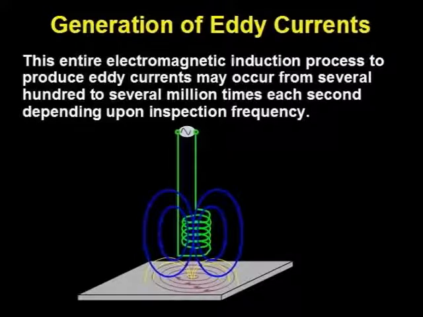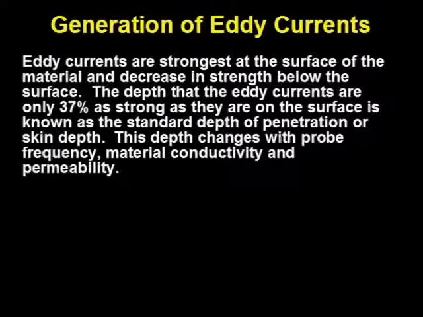The frequency of the applied alternating voltage can range over several orders of magnitude. The choice of frequency is one of the main parameters which affect the nature of eddy current inspection. The induced eddy currents in the material are distributed in width and depth inside the material. The currents are strongest at the surface and decrease exponentially with depth in the material.